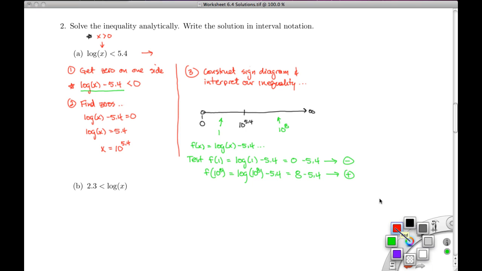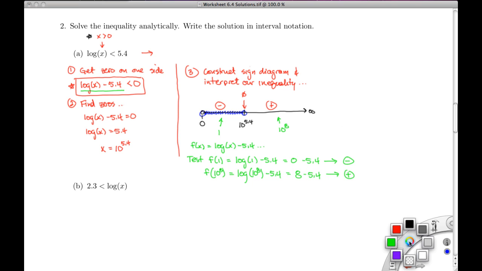So now we can make those notes on our sign diagram. This is a negative interval. This is a positive interval. This value is a 0 of our function. So now all we have to do is interpret. We wanted to find out, based on this, when is this function, which we just tested values for, strictly less than 0? Well, it's going to be strictly less than 0, not at our 0, but in between, on this negative interval that we determined. We don't include the points because we can't include 0, and we can't include 10 to the power of 5.4 because it's strictly less than.